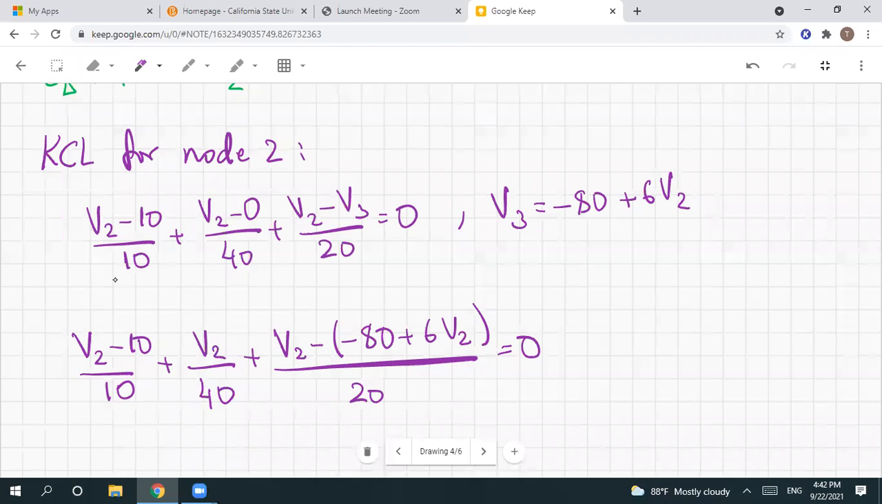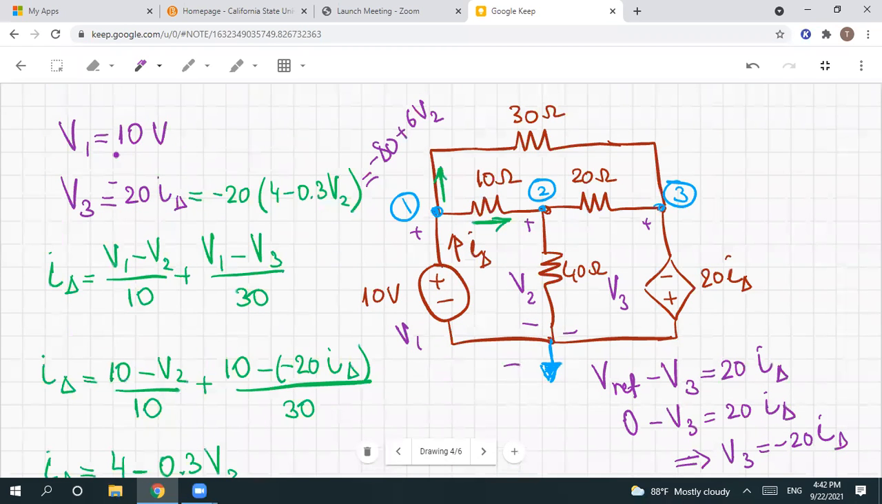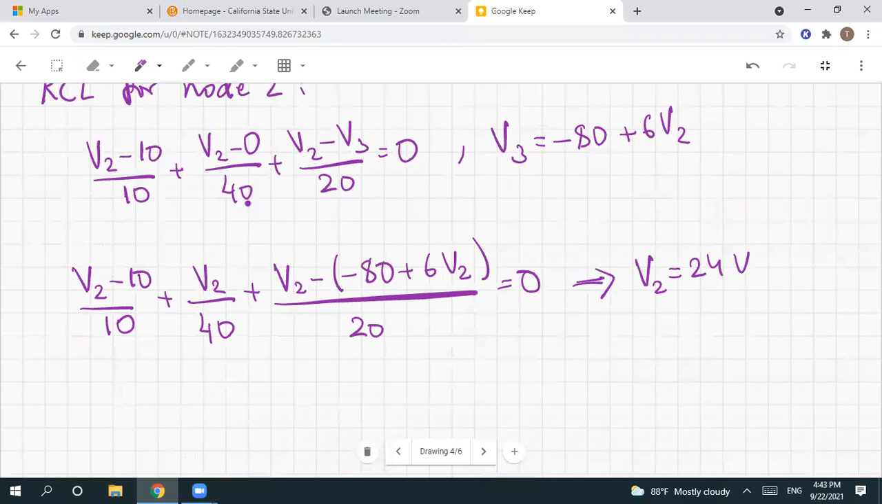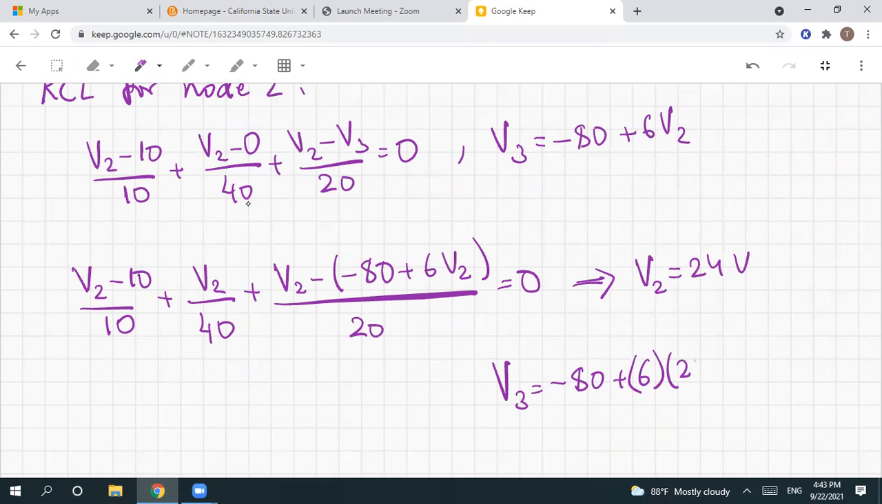Solving this equation will lead to V2 equal to 24 volts. So V1 is equal to 10 volts, V2 is equal to 24 volts, and you can calculate V3 as negative 80 plus 6 V2. So V3 is equal to negative 80 plus 6 times V2, which is 24.